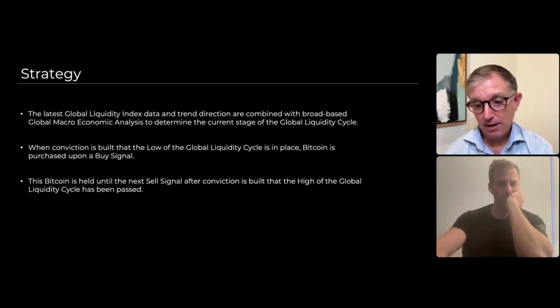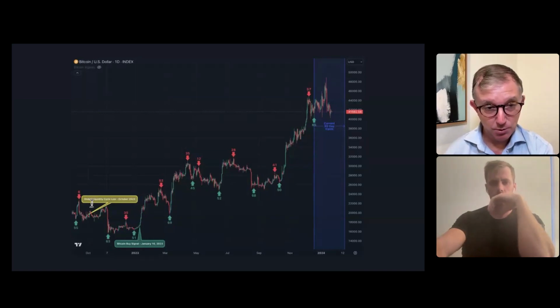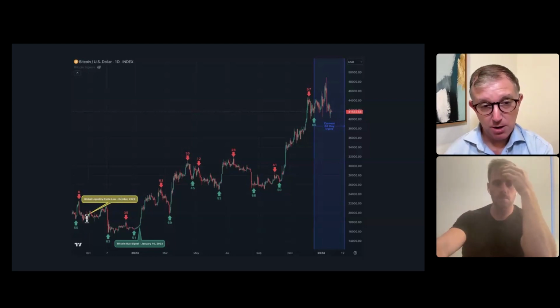What we then do, I was just talking about signals. I use my own signal. It doesn't really matter what signal you use. This is just really looking at the chart. Here was the global liquidity cycle low that we experienced back in October of 2022. Not long after was my little signal there saying to buy in January 2023, and we've been up since then. You can see these markings on here.